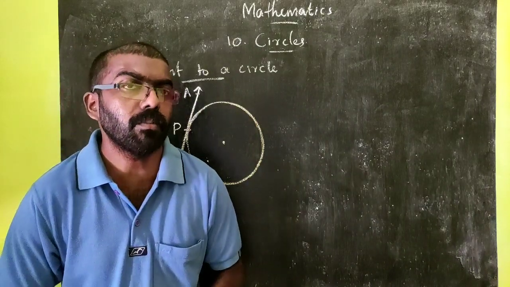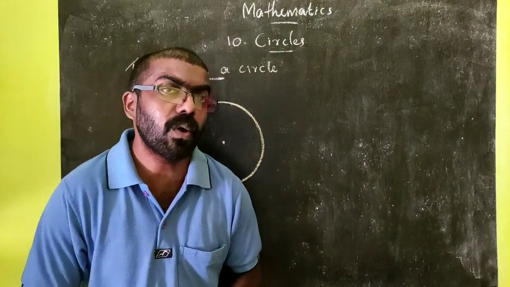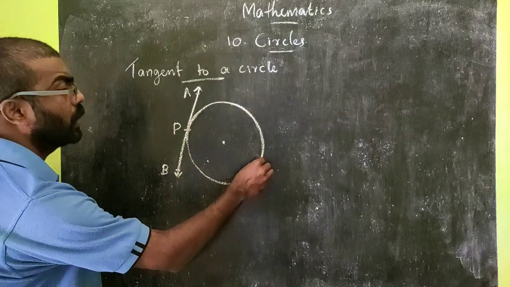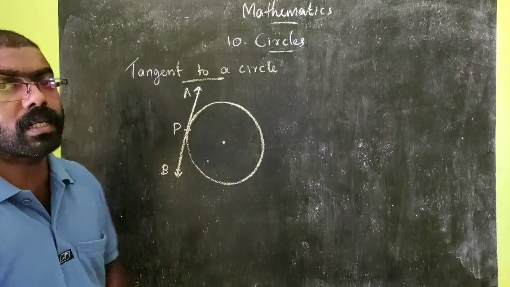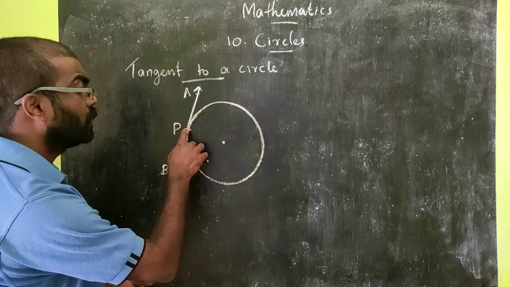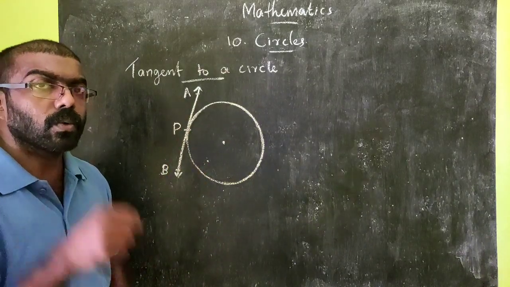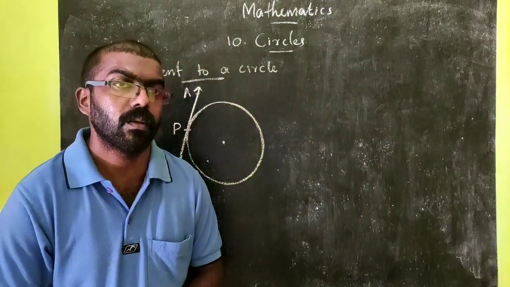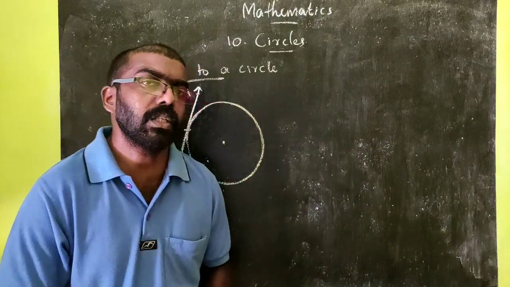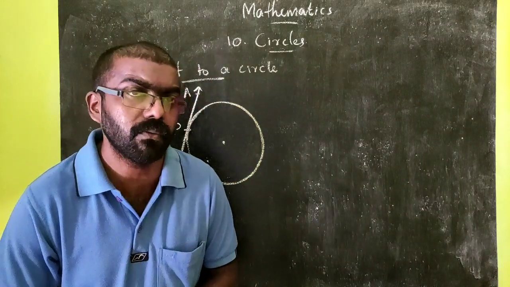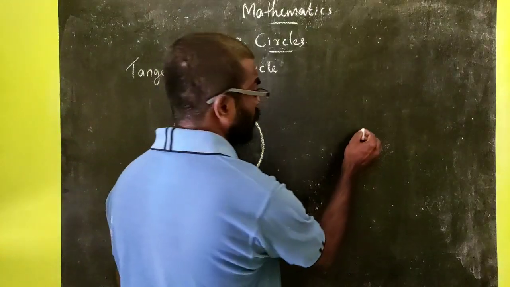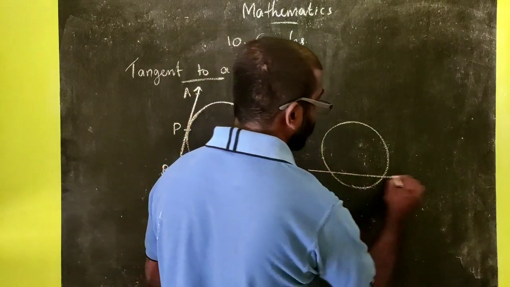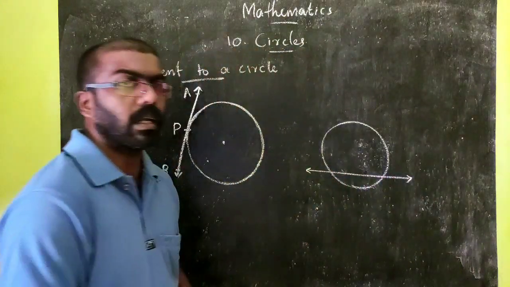Two important points you have to remember: there is only one tangent at a point of a circle. That means through any point on a circle we can draw only one tangent. Through P we cannot draw more than one tangent. And the second point is that the tangent to a circle is a special case of secant. Secant we know. What is a secant? A secant is a line that intersects the circle at two points.